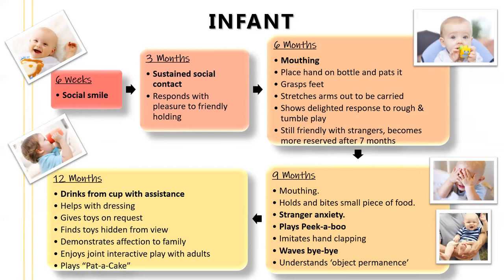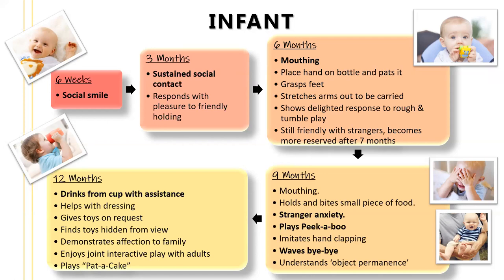And next is 6 months. In 6 months, infants have a growing interest in objects. They start to place a hand on the bottle and pat it, and grab their feet. At this point, they are still friendly with strangers and will become more reserved after 7 months.